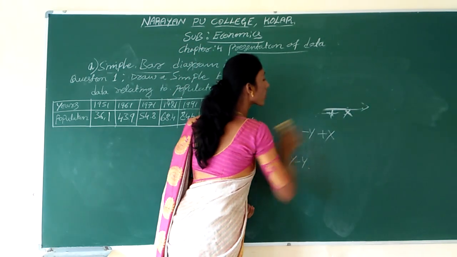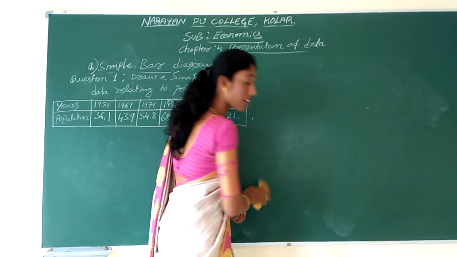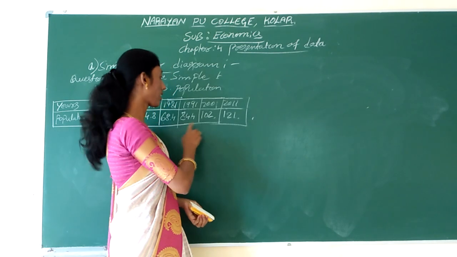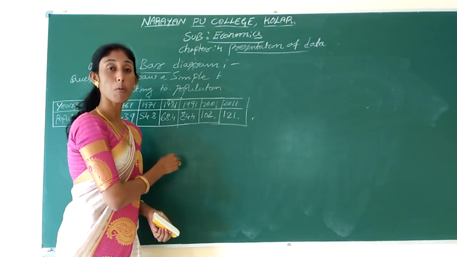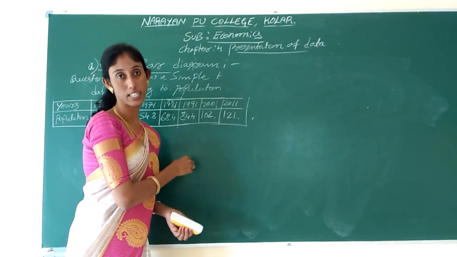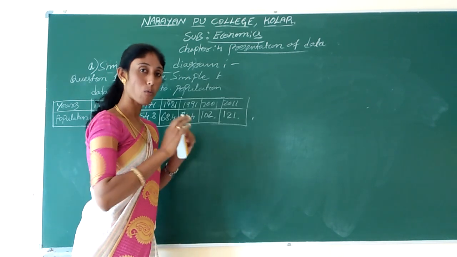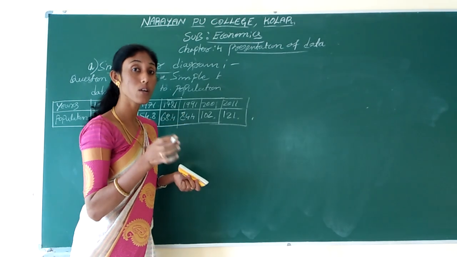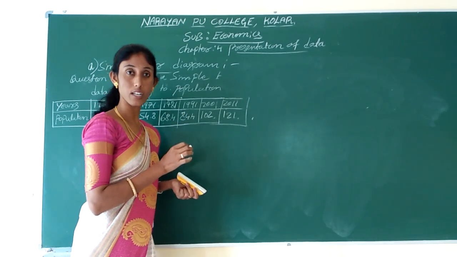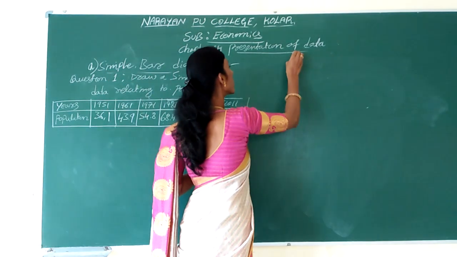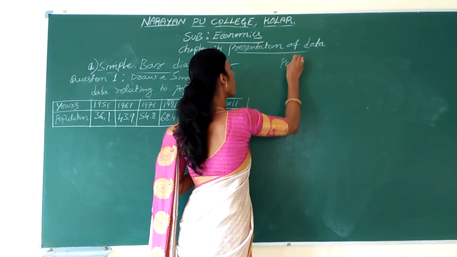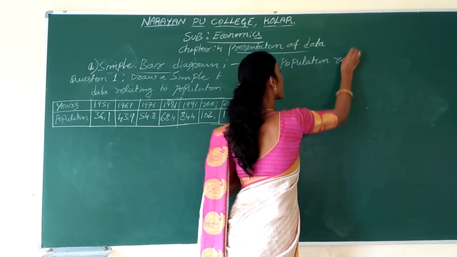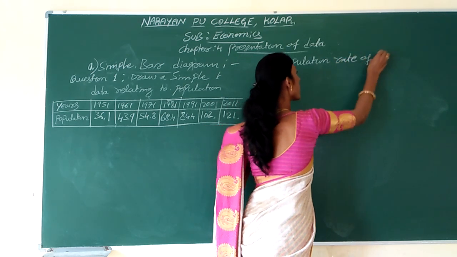Before presenting the data in diagrammatical form, first we need to give a title. What title can we give to this diagram? Population rate of India. We can give that, because the title will relate to the particular data the diagram is presenting.